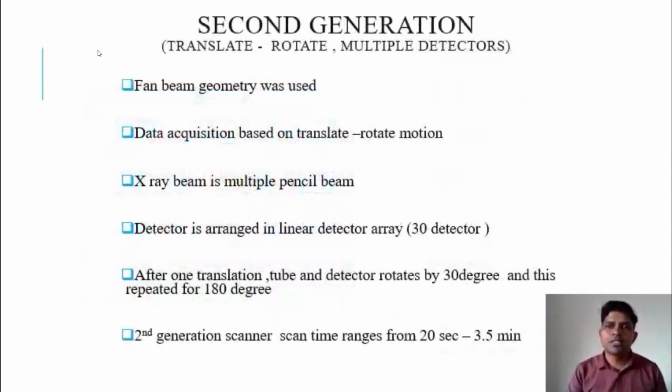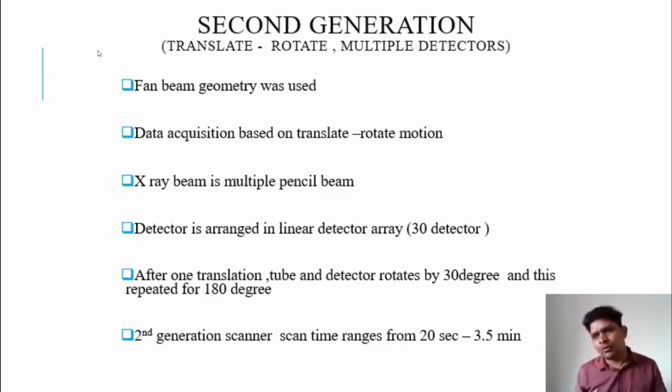Then next comes the second generation of the CT, where it is translate-rotate. Previously it was rotate and translate with multiple detectors. Previously a pencil beam was used; here a fan beam geometry was used, where data acquisition is based on translate-rotate motion, with multiple pencil beams. Usually 30 detectors were used here, whereas in the first generation it was a single detector. With 30 detectors and 30-degree rotation, when it comes to 180 degrees it is repeated.